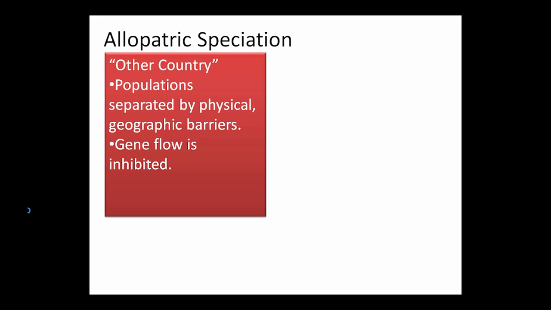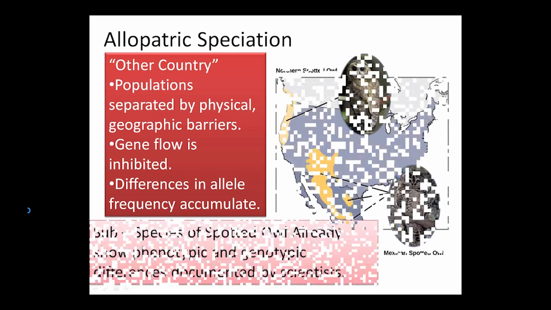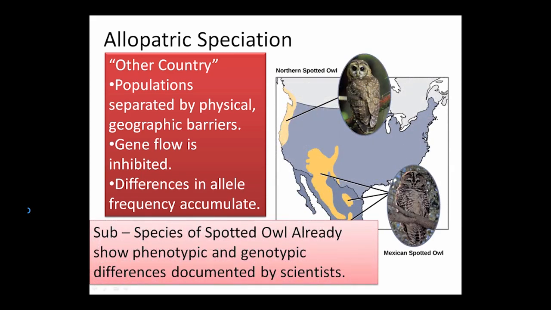The organisms are separated. And because they're separated, the differences in allele frequencies accumulate, thus allowing them to change enough to have that reproductive isolation.